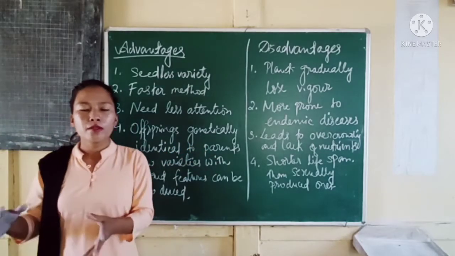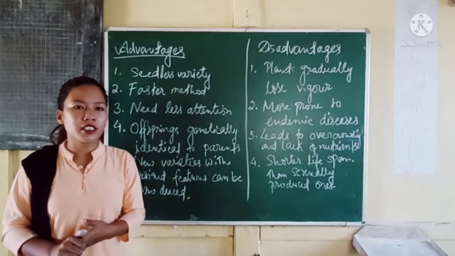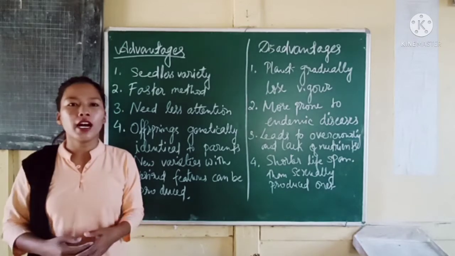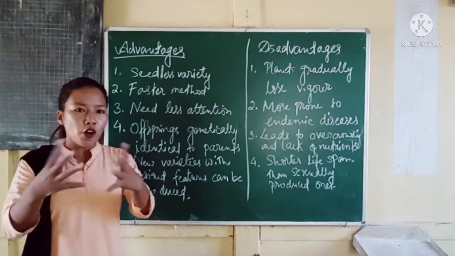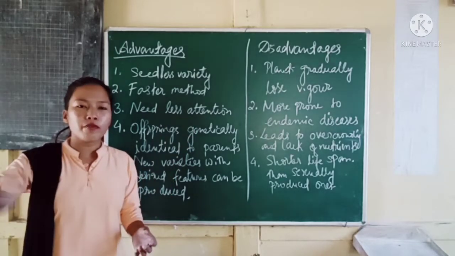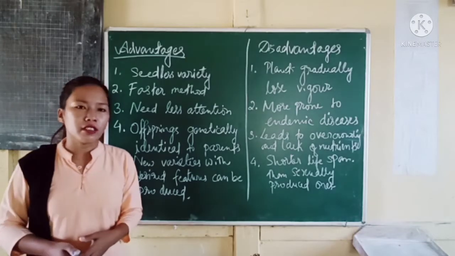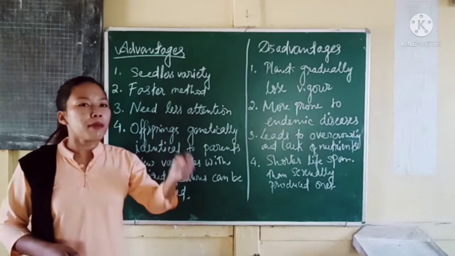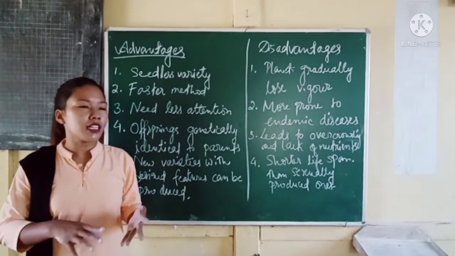The fourth one is that offspring are genetically identical to the parents. In sexual reproduction, the pollen grains may come from another variety of plants, so the offspring, the young plant grown from that seed, might carry different genetic material. But in vegetative propagation, we are just taking a part of the parent plant only, maybe the stem part or the leaf part.